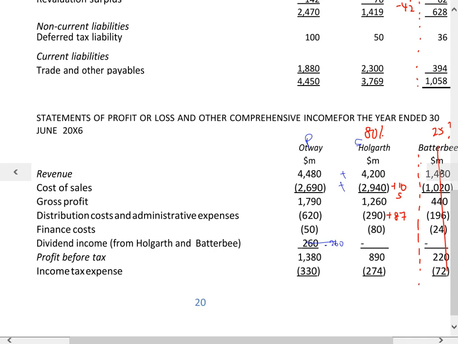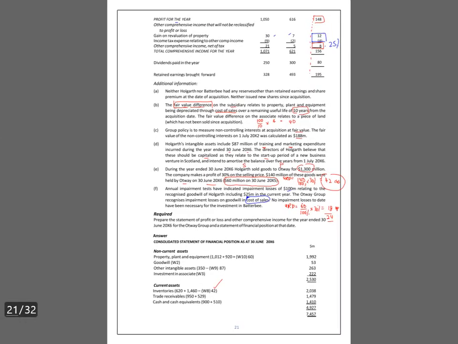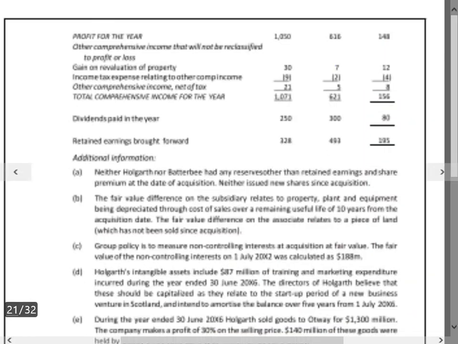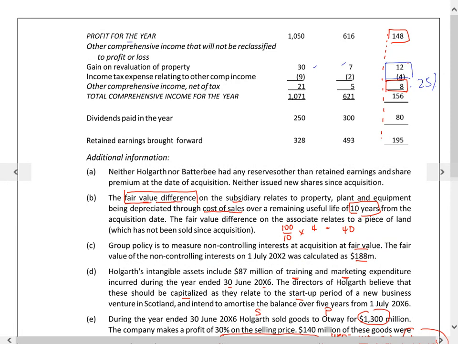So we go and search for the two things. One is profit after tax. So what's the profit after tax here? 148. We're not going to consider everything. We're going to take our portion, which is 25%. And over here, we have OCI of 8. Again, we're going to consolidate 30 plus 7. We're going to consolidate 9 plus 2. Are we going to consolidate this one? No. We're going to take only our portion, which is 25.